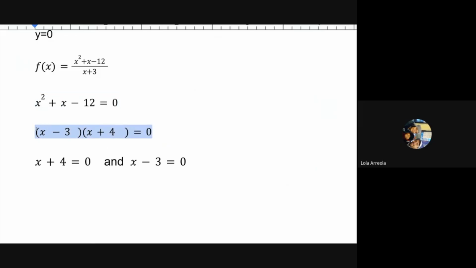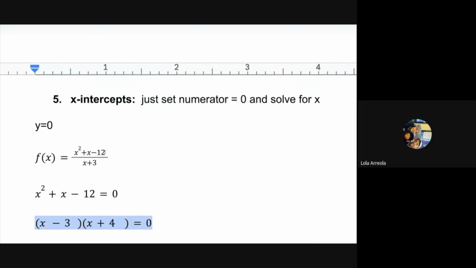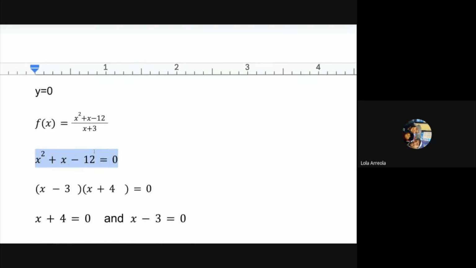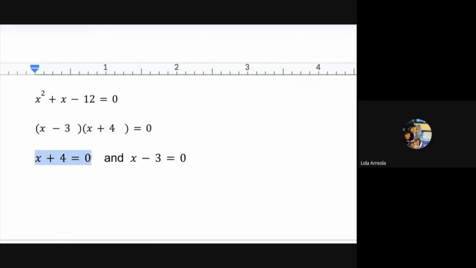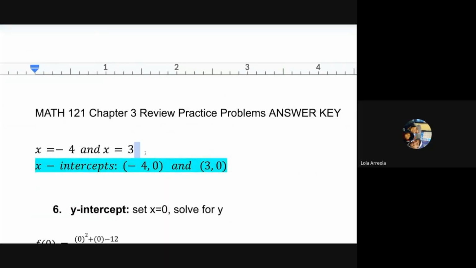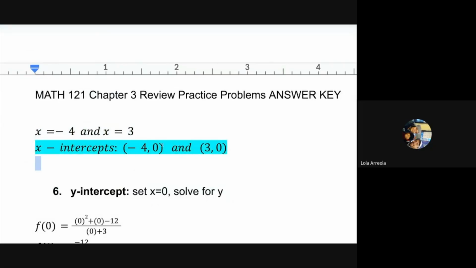So now that I found my factors, because again, the objective was to set the numerator equal to 0, which I did, and then solve for x. In order to solve for x, I could use the quadratic formula, right? Because I have 1, 1, negative 12, A, B, C. I could use the quadratic formula, or I could factor. So there's two options to solve for the x values. So after I factor, I set each factor equal to 0, and I solve for x. So now my x-intercepts are negative 4, 0, and 3, 0, because I got x equals negative 4 and x equals 3. Let's verify.